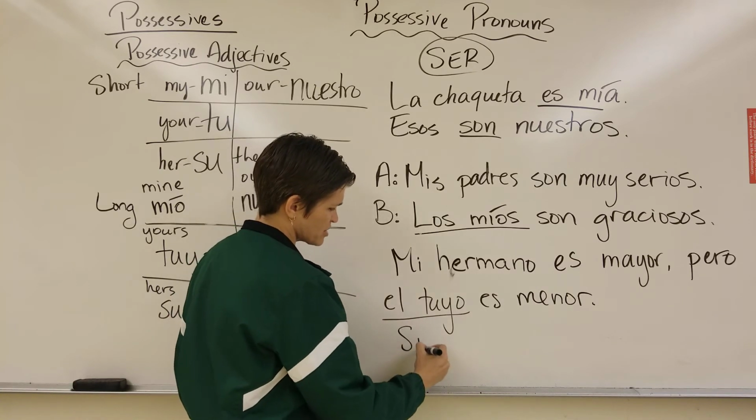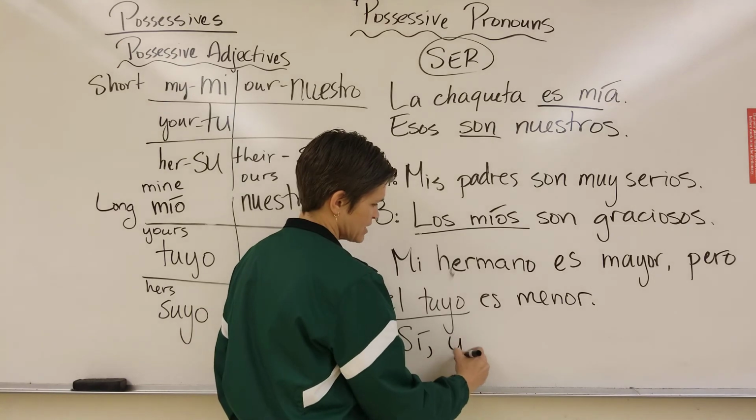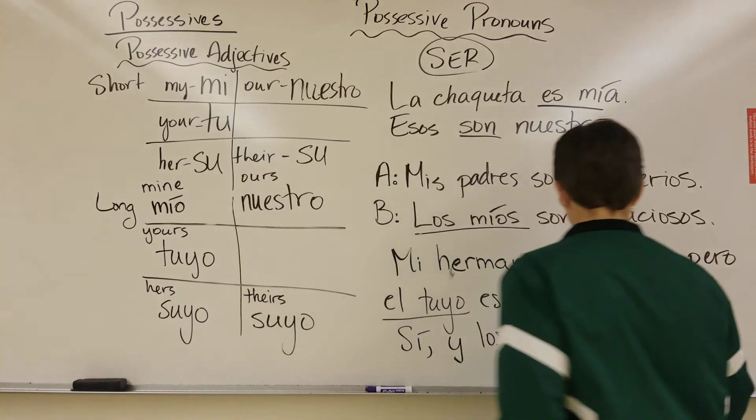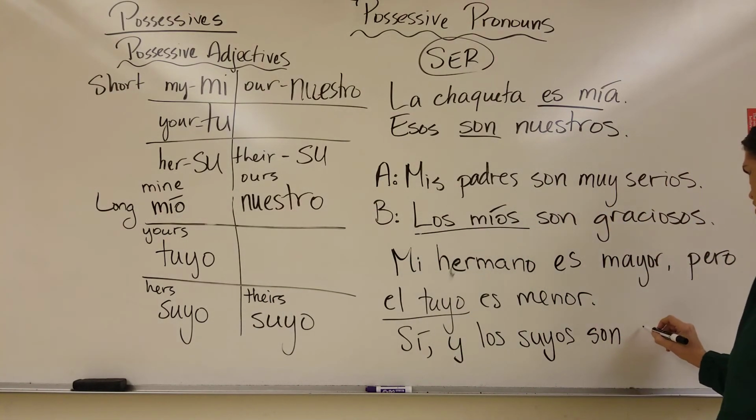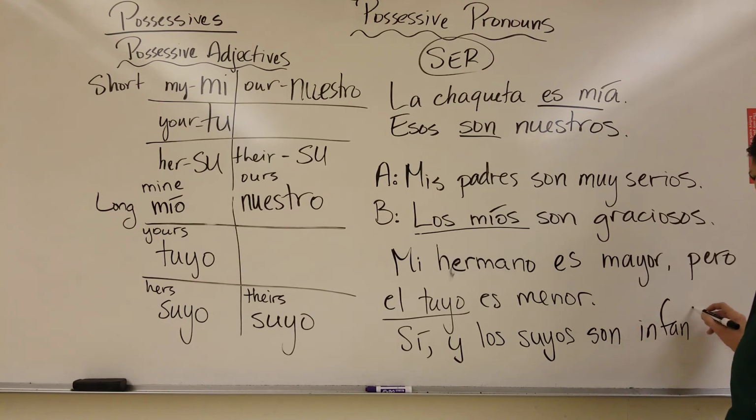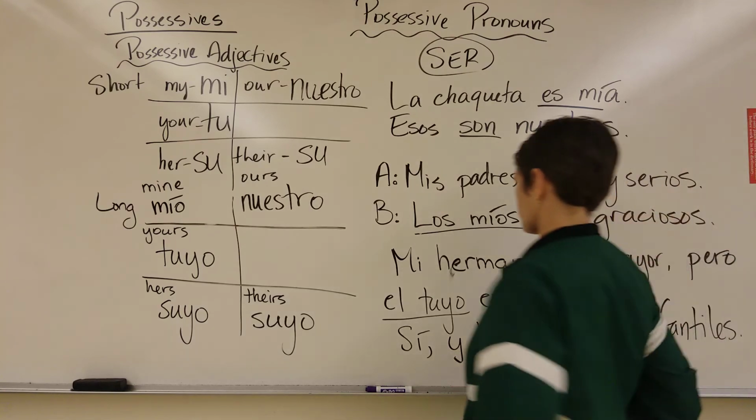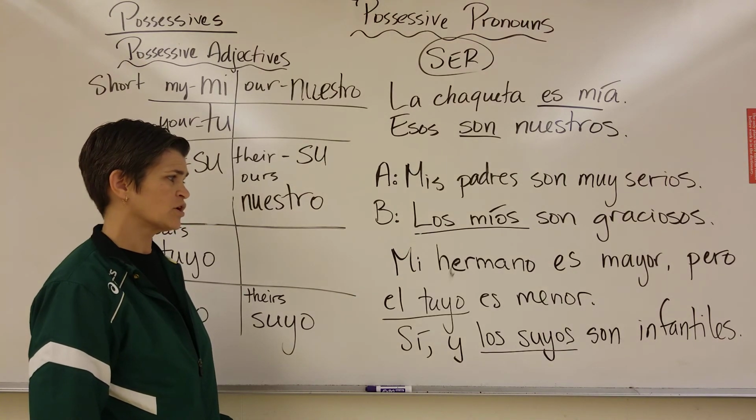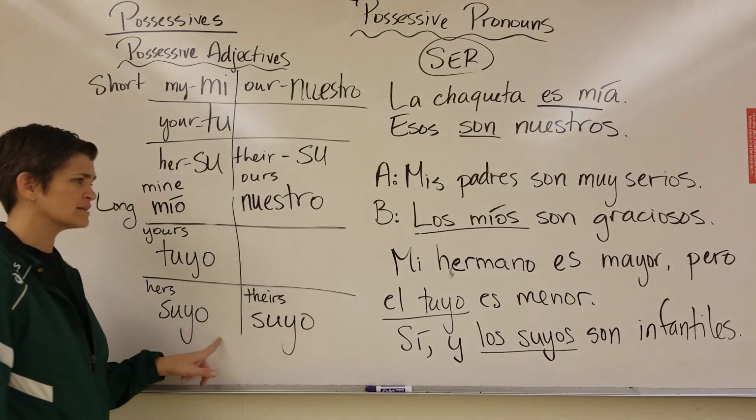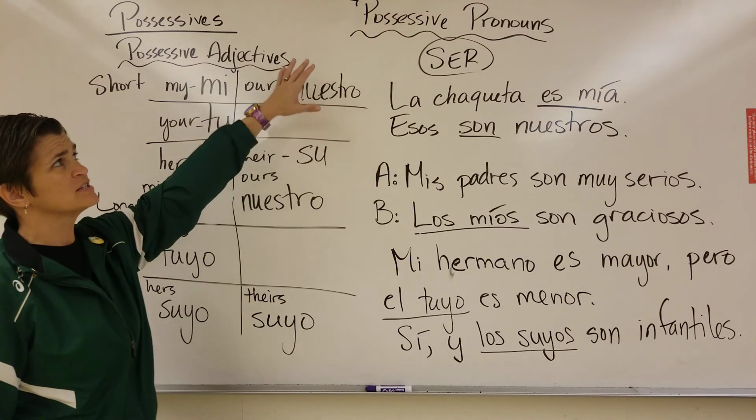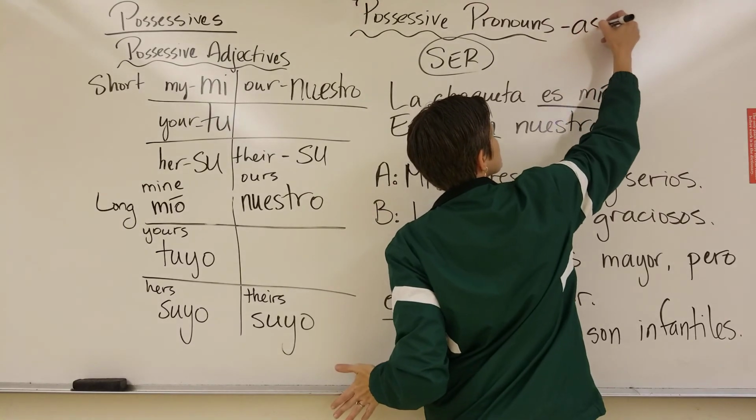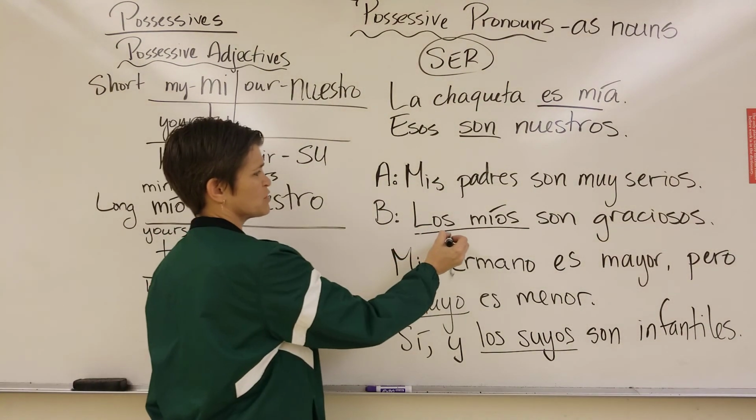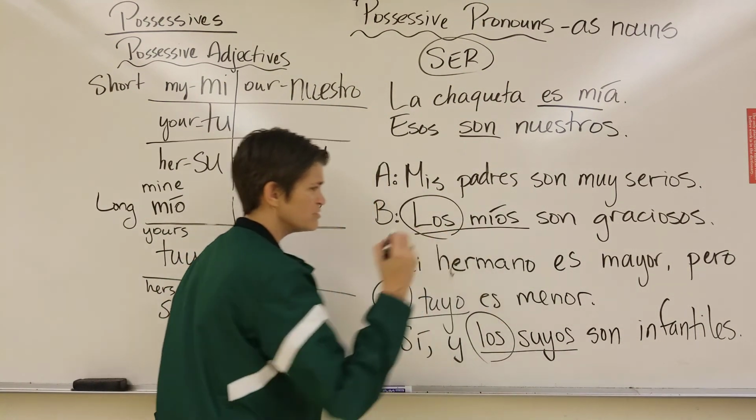And then someone else can respond and say, sí, y los suyos son infantiles. Okay, now we're talking about someone else. Oh yeah, and hers are infantile. So it's going to be using exactly the ones that we were using before, but now we're using these possessive pronouns as nouns themselves, as if they are a subject. And in order to do that, all we need to do is make sure that we put the article and make it match up.